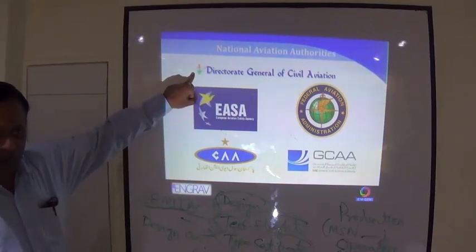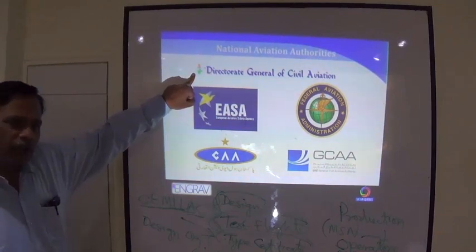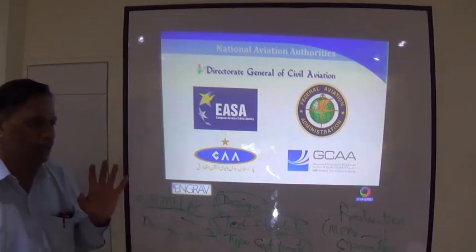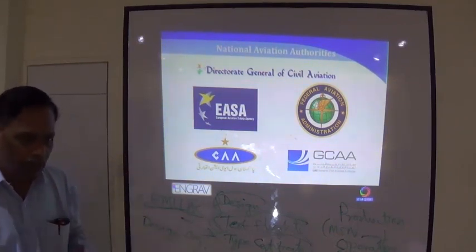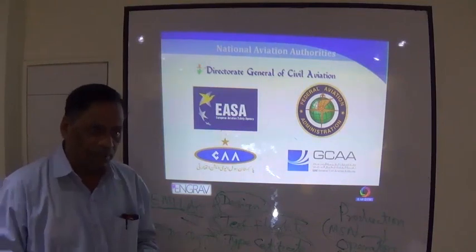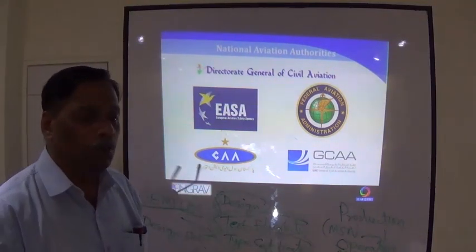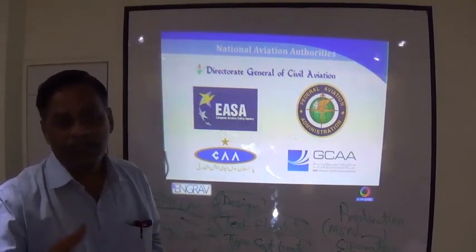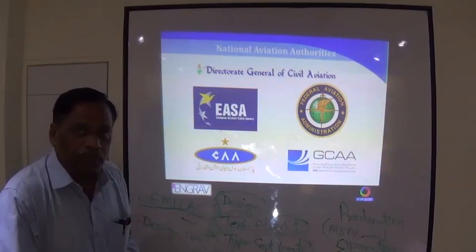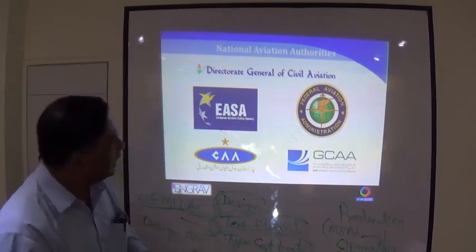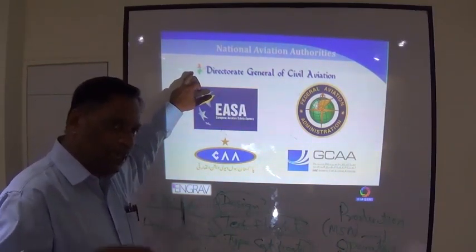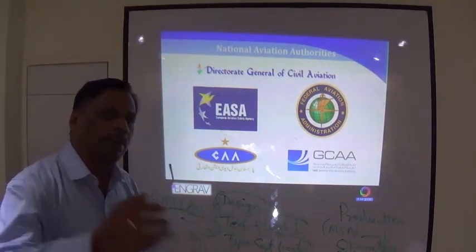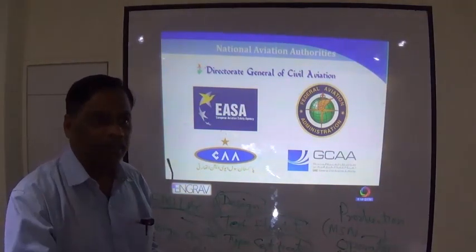DGCA is fortunate or unfortunate. They get to regulate only the operations, maintenance and training, because nobody is manufacturing here. The only manufacturer in India is HAL, which is in the scope of defense. So DGCA does not regulate these military certified aircraft. Civil certified aircraft are regulated by DGCA. There are some ALH which are manufactured by HAL for civil operators, like BSF.